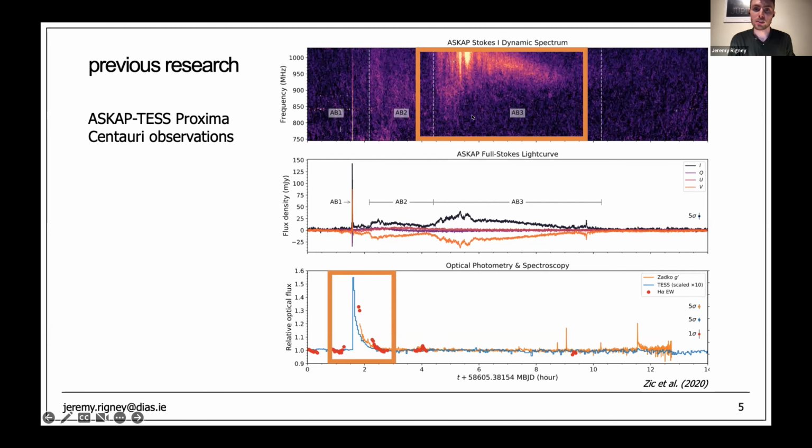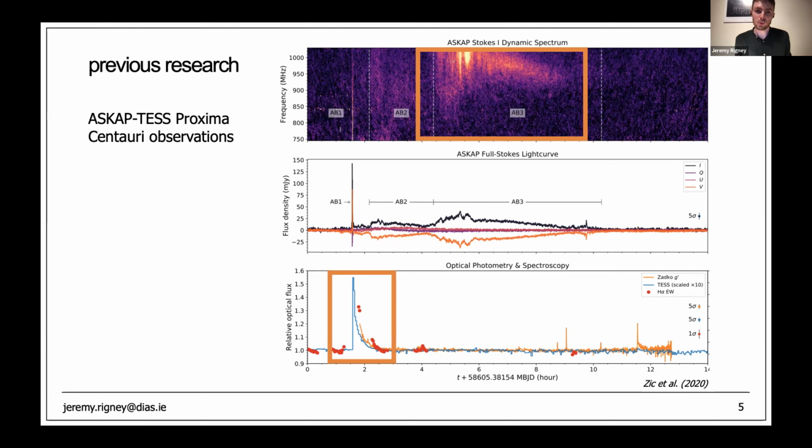But what you also see is this region I've highlighted in orange in the dynamic spectrum. This is a very diffuse emission, which looks quite a lot like type 4 radio emission from the sun. So this is tentative evidence for a signature of a coronal mass ejection from an M dwarf. And of course, if this is the case, this would have a large impact for any planets orbiting Proxima Cen.